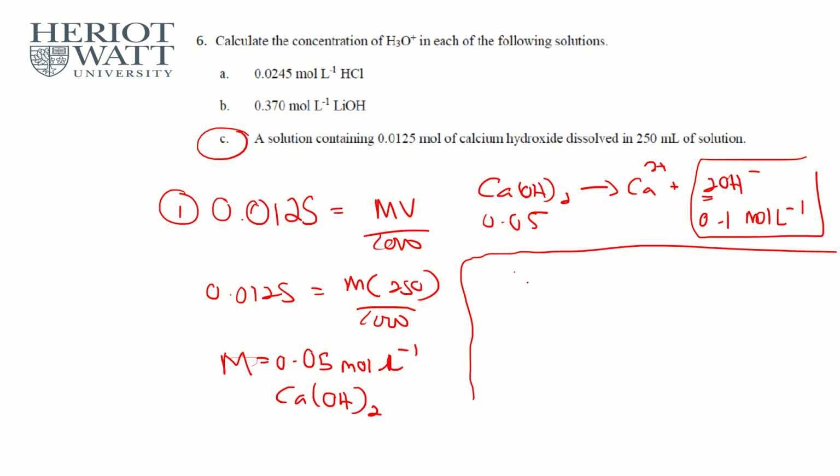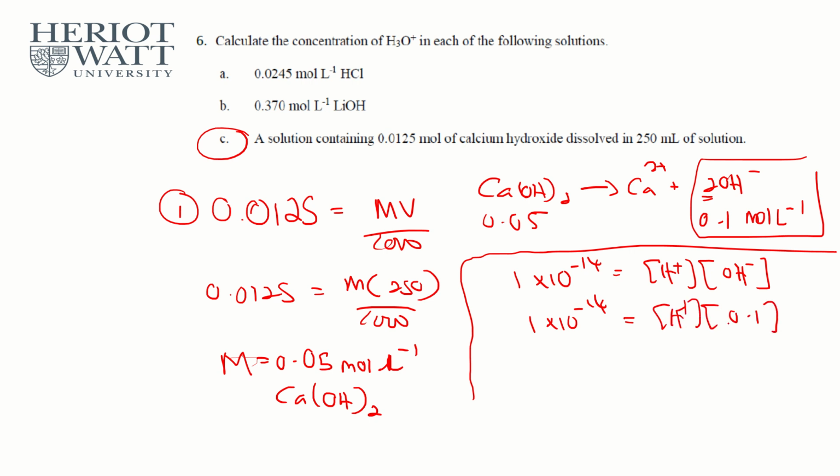Next, we do the same thing. 1 times 10 to the power of negative 14, the Kw, concentration of H plus, concentration of OH minus. Okay, then you can straight away put it in. 14, H plus, and what is the OH minus? 0.1 here, total concentration of hydroxide. And then do the calculations.